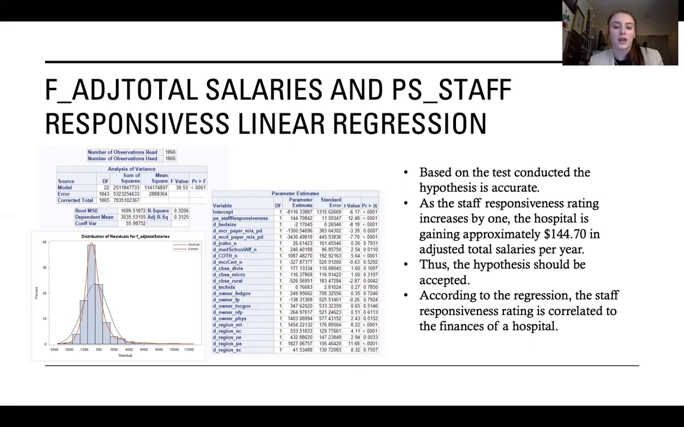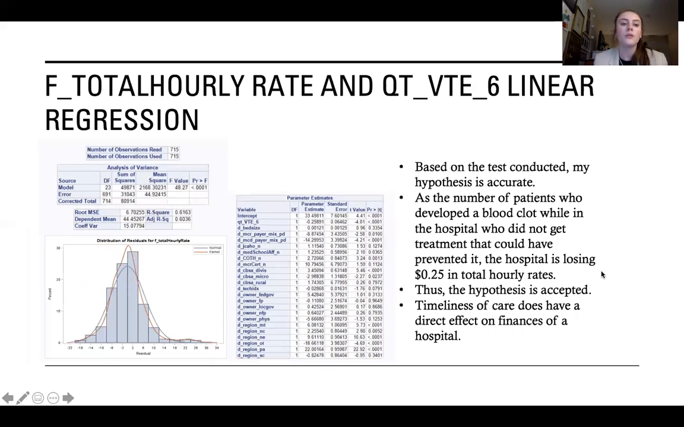This means that my hypothesis should be accepted, and according to the regression, staff responsiveness rating is correlated to the finances of a hospital. And this next linear regression is total hourly rate and the blood clot patients. Based on this test, my hypothesis is accurate. There is a correlation between the two variables, as indicated by the p-value that is less than 0.005.